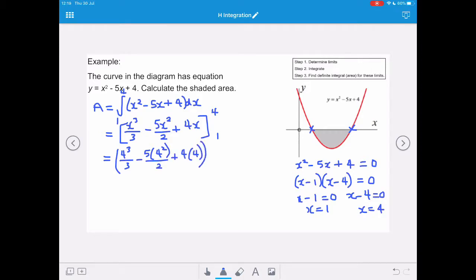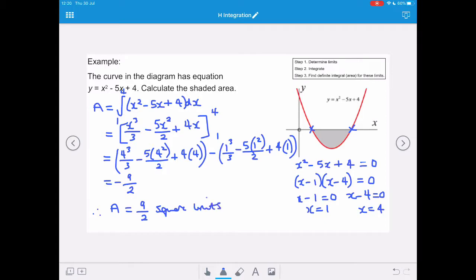And we're going to take away the substitution of our lower limit, which is 1 cubed over 3 minus 5 times 1 squared over 2 plus 4 times 1. And if we evaluate that, we get a value of -9 over 2, or -4.5. Now, this is a negative value, so we need to stipulate that the area equals positive 9 over 2 square units because it's an area below the x-axis.